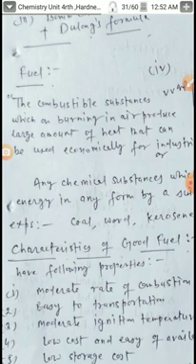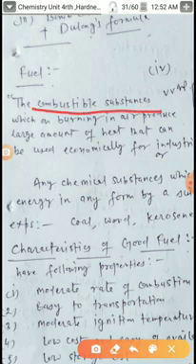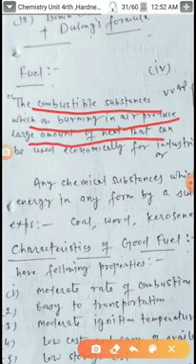Fuel. How can I define the fuel? So fuel can easily define any combustible substance. Combustible substance means any kind of substance which can burn and provide heat after burning. So any combustible substance which on burning in air produces a large amount of heat that can be used economically for industrial as well as domestic purposes.